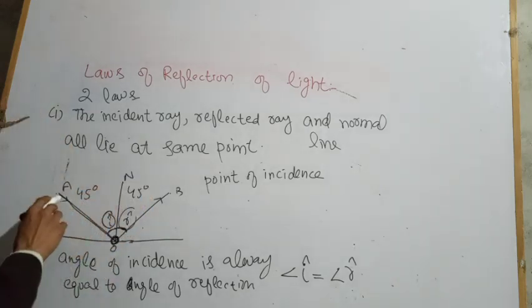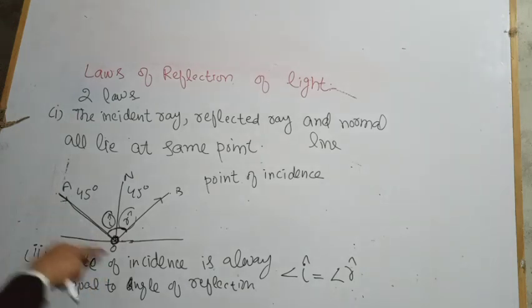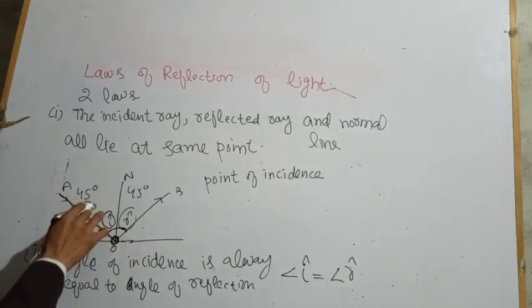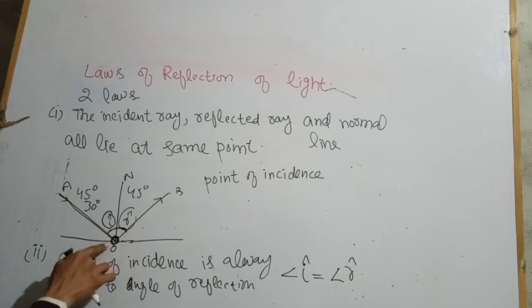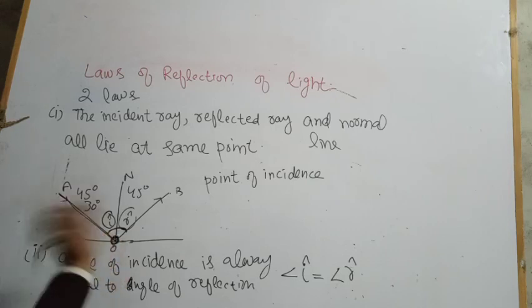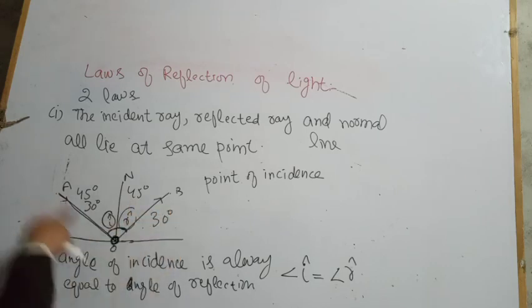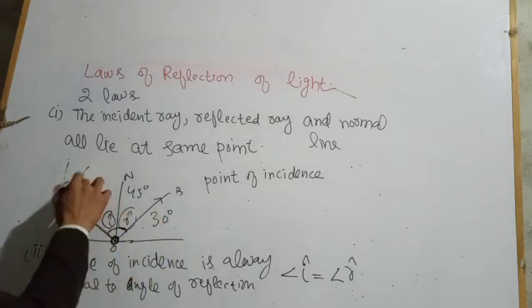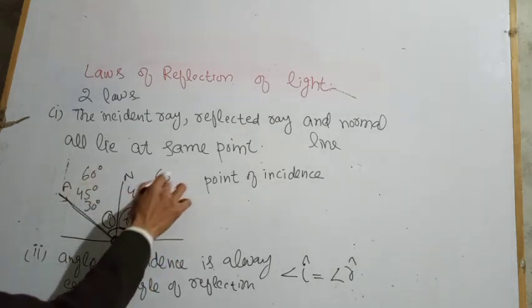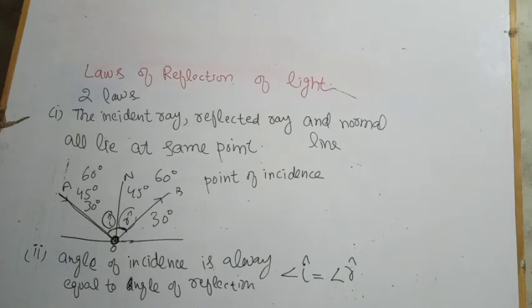And if the incident ray is striking at an angle of 30 degrees at the point of incidence, the angle of reflection will also be 30 degrees. And if it is striking at 60 degrees, it will also be 60 degrees. Meaning to say that the angle of incidence will always be equal to the angle of reflection.